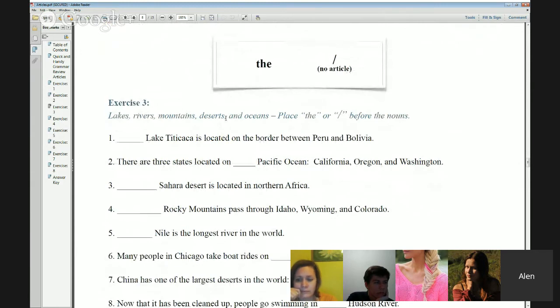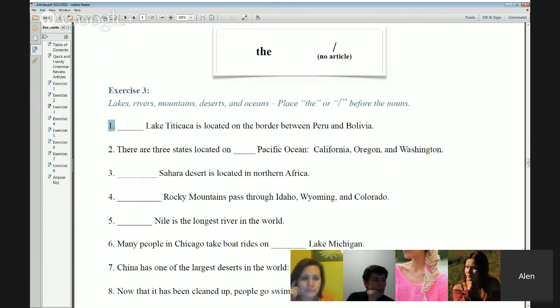Okay, so it's saying here, lakes, rivers, mountains, deserts, and oceans. Place the or no article before the nouns. Let's have a look. First one, Elena. The lake Titicaca is located on the border between Peru and Bolivia. The lake. The? Yes. Sure. Without an article, I think that we can use the article there. You think we should use the? All right. Okay. Does anyone think that we shouldn't use it? We should use it. Yes. So everyone thinks that we have to say the Lake Titicaca.